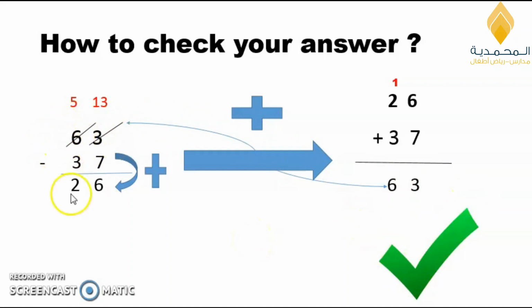Again, I will repeat the steps. Add the answer with this number. Add them together. And the answer will be the first number here. So this is how to check if your answer is correct or not.